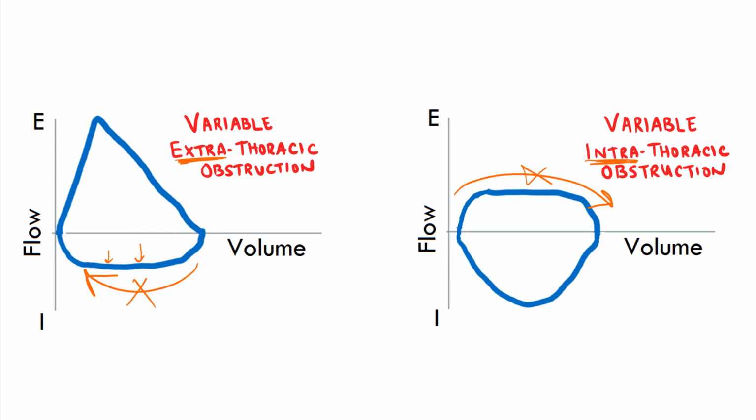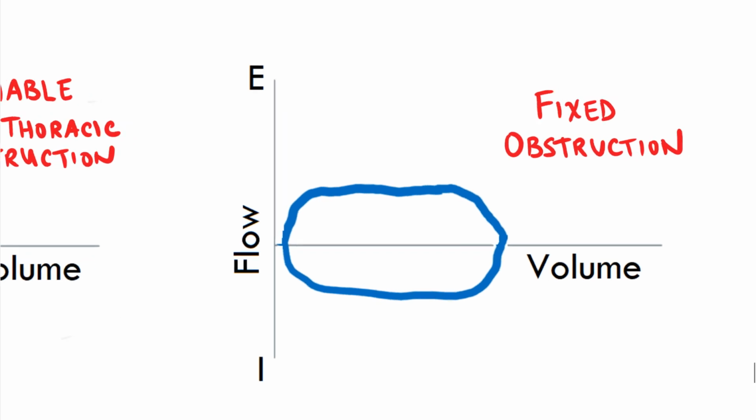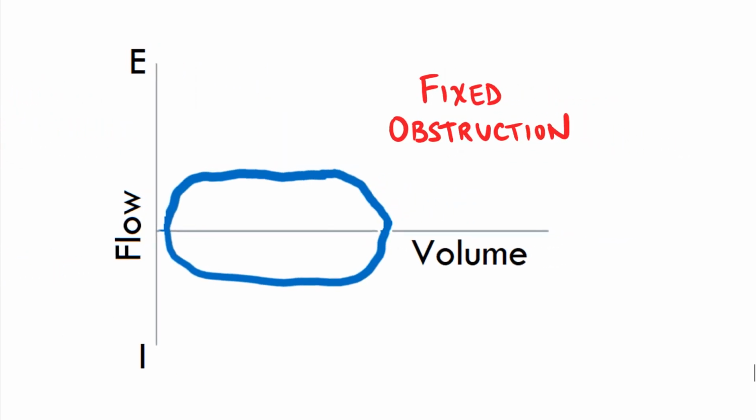Because patients in volume control ventilation have flow as their target variable, which means throughout inspiration for those patients the flow will be constant. So don't misinterpret the flow volume loop. Put things into context, understand what you're looking at, and apply it individually to each patient. And this is a fixed obstruction, where you can see the inspiratory and expiratory limbs affected.